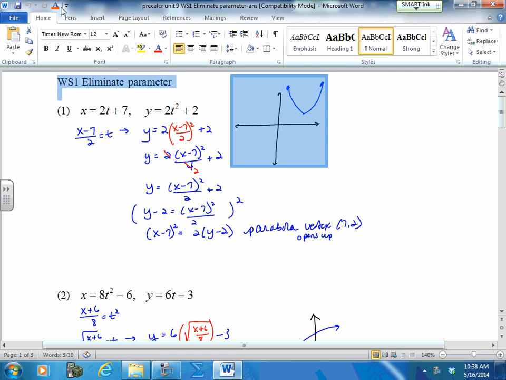One, remember what we said. The directions say, go to the x equation, solve for t. Then in the y equation, you substitute in what you found for t with the x variable. So that now we've got your rectangular equation, an x and a y.